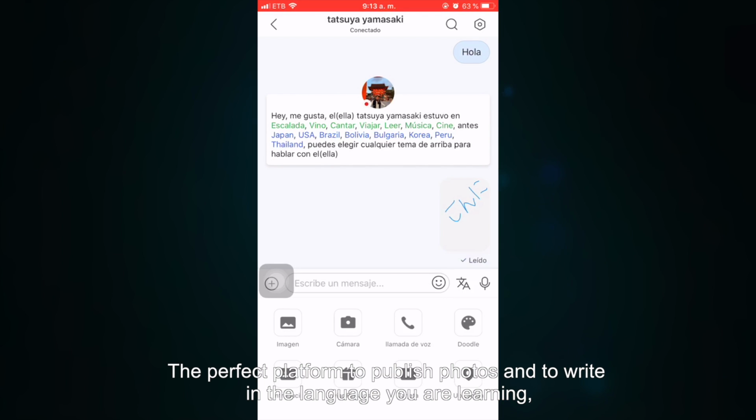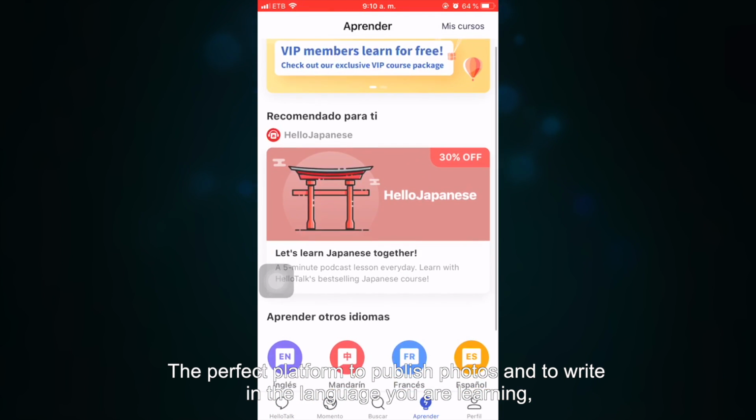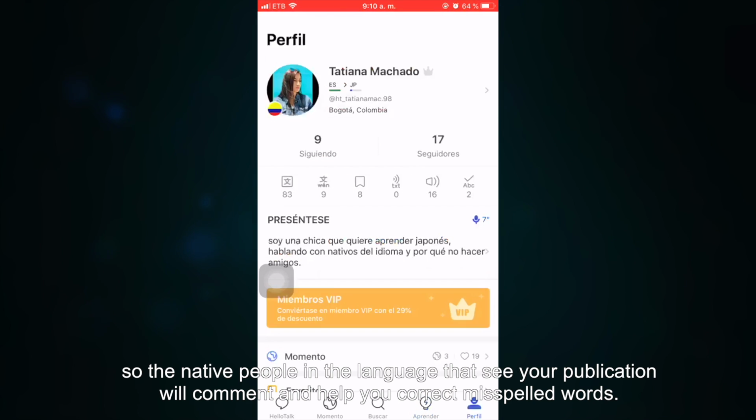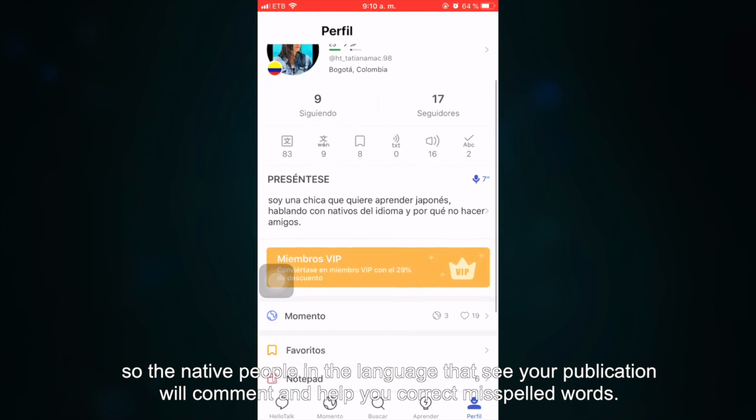The perfect platform to publish photos and to write in the language you are learning, so the native people in the language that see your publication will comment and help you correct misspelled words.